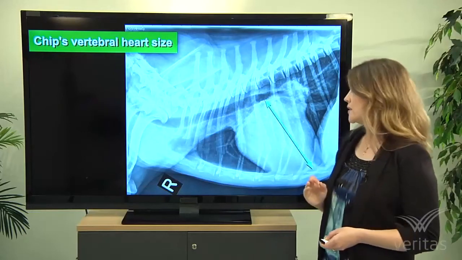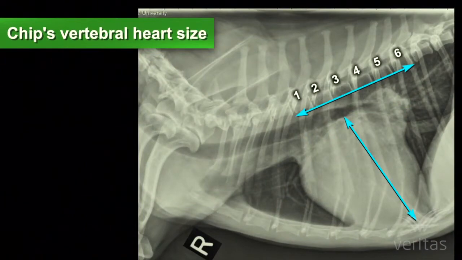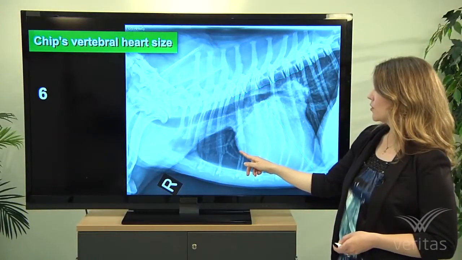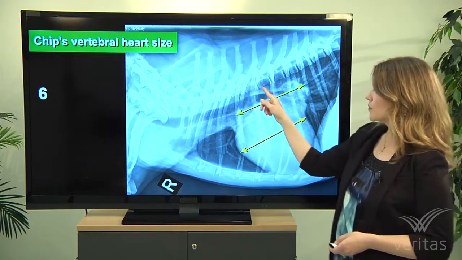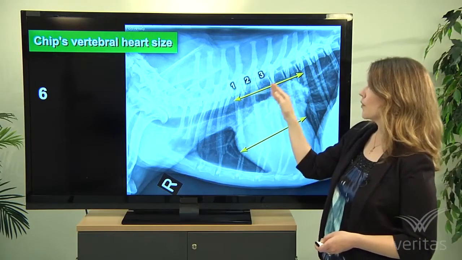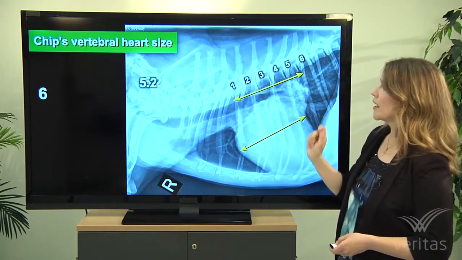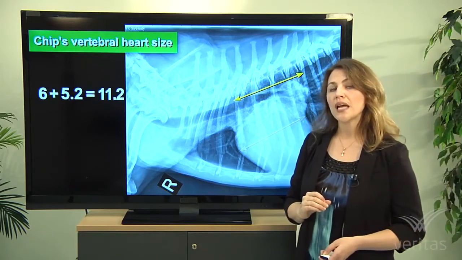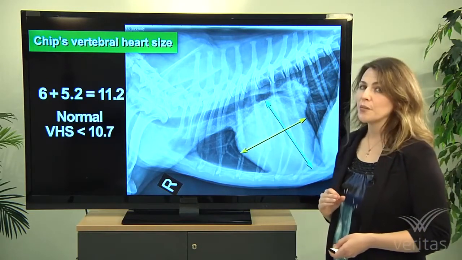As well. So his VHS, here's the long axis measurement, carina to apex. We count number of vertebral bodies, and we get 6. And then we'll take the width measurement here across the widest part of the base, right below the cava, and we'll come back up to the 4th vertebral body and count number of vertebral bodies and get a second number, which is going to be a little bit more than 5, so it's 5.2, and add those together and get 11.2. And that number is more than 10.7, and so we know that his heart is big.